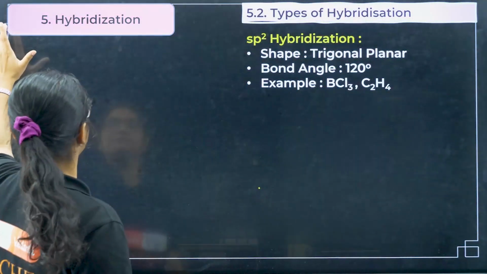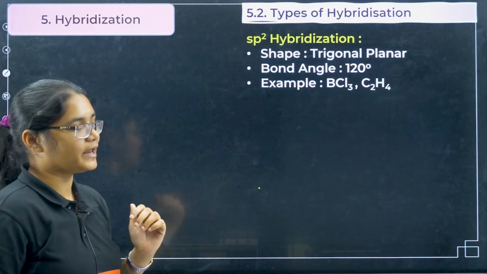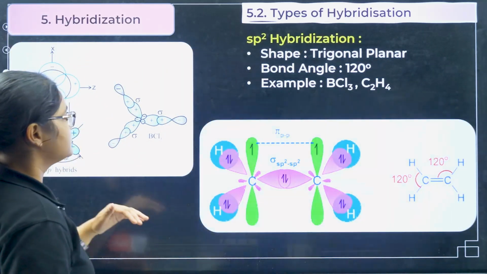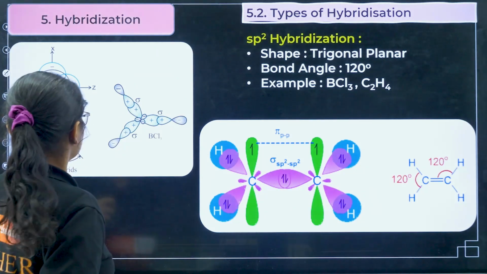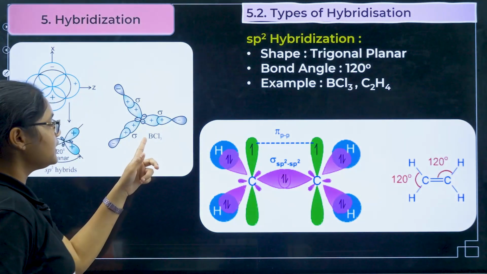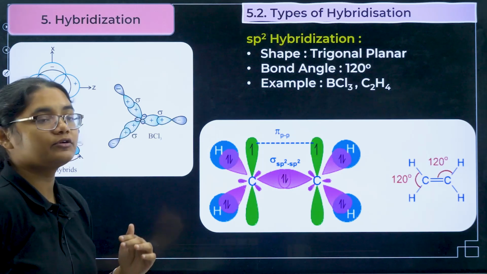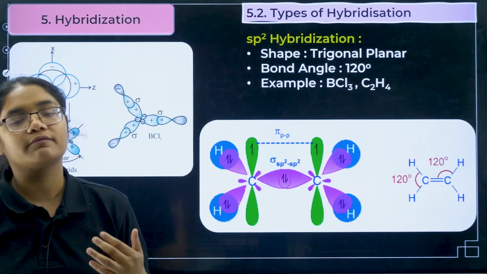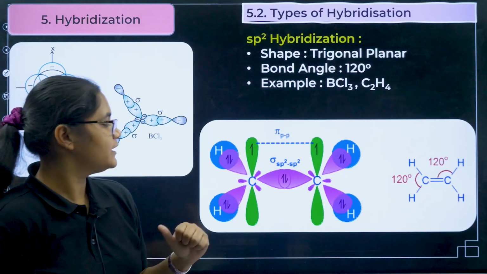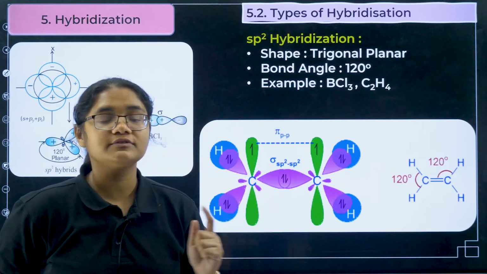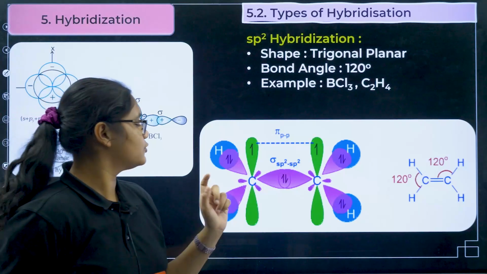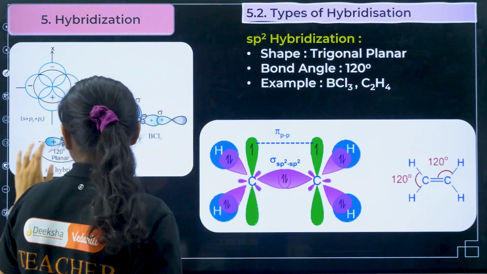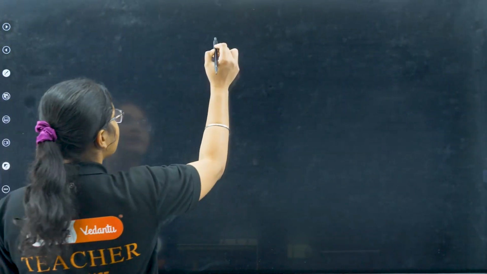Next you have sp2 hybridization, trigonal planar, bond angle is 120 degrees. You can see the examples here, BCl3 and C2H4. Here also you can see the orbitals of boron undergo hybridization to give you 3 sp2 hybrid orbitals which can form bonds with the p orbitals of chlorine. Similarly, here each carbon forms 3 hybrid orbitals, right? And remember these hybrid orbitals will always form sigma bonds. So I just want to explain this one so that it will be clear.